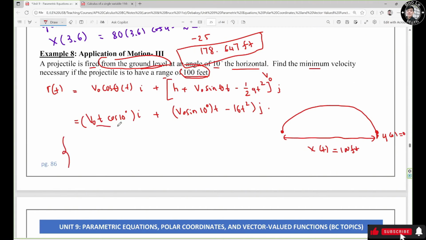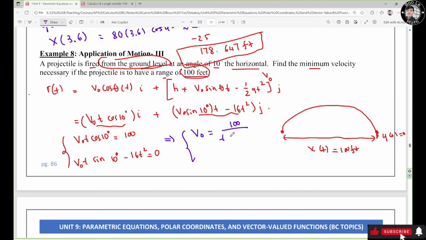Now this one right here actually s of t, right? So we have v0 t cosine 10 degree equals 100, right? And this one actually y of t, right? So it could be v0 t sine 10 degree minus 16 t squared equals 0, right? Now to solve this system of equations, I need to solve for v0 from the first equation, right? So first equation v0 equals 100 divided by t cosine 10 degree, right?